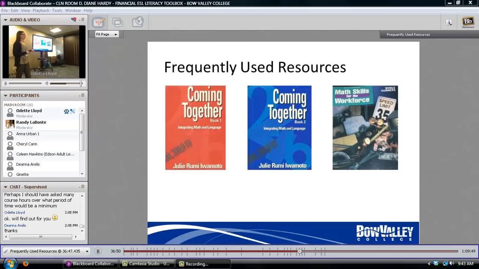The instructors in our program said that I should share some resources. When you go into the financial literacy toolbox, there's a list of resources that you can use as well. These are resources that we've used within our program, also noted on the toolbox. And Easy Money is actually a reader that our students sign out and are reading.